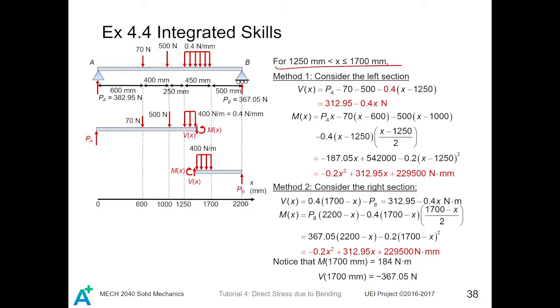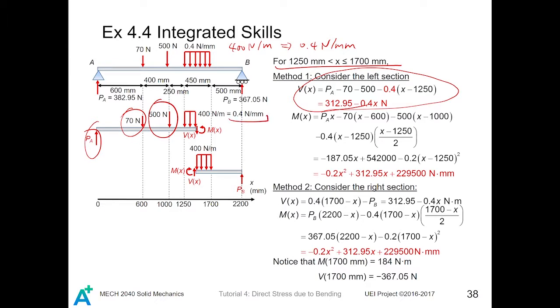For the left section, the sign convention is like this. The shear force can be easily found by using this formula. But notice that in the original problem, the distributed load is given by 400 Newton per meter. So this unit can be converted to millimeters, which is 0.4 Newton per millimeter. So you can find the shear force, which is PA minus 70 minus 500 minus 0.4 times the length of this distributed load. Simplifying it, we get 312.95 minus 0.4 X Newtons.